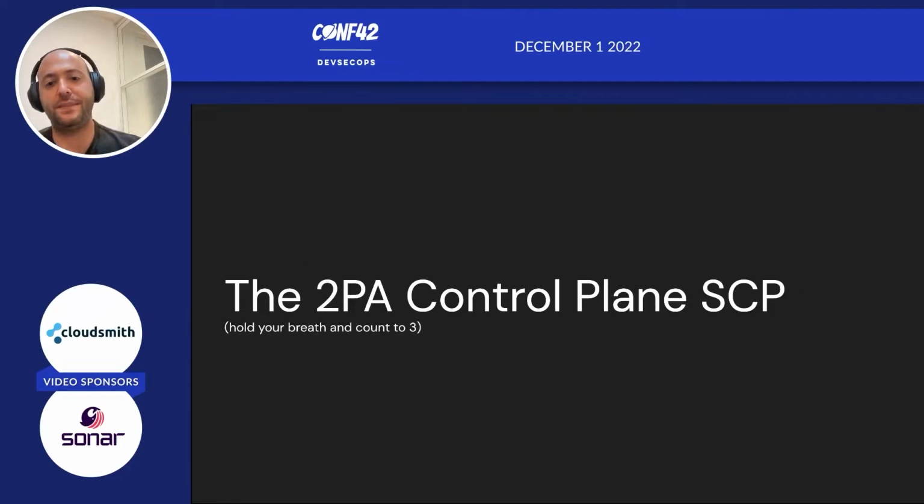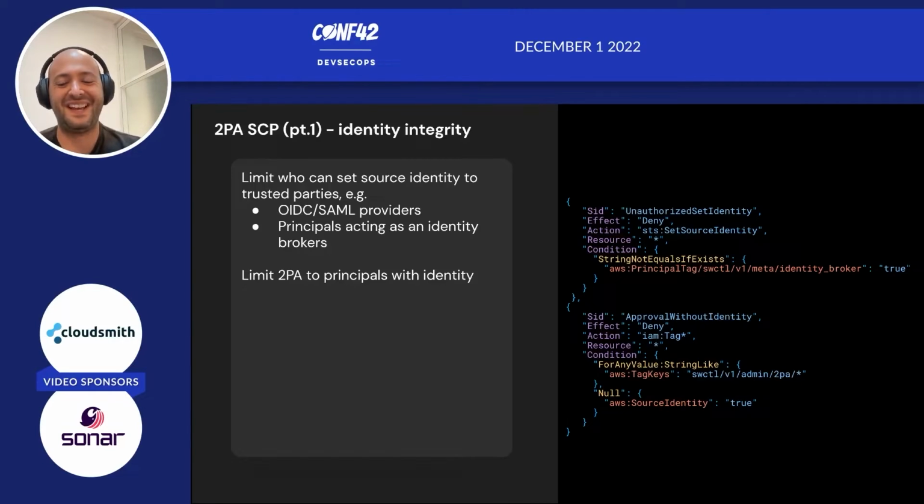Now we're going to deep dive into the control plane of the 2PA SCP itself. Hold your breath. First things first, we have to have some sort of an organizational chokehold around who can even assign source identities. Source identities in AWS are sticky, meaning once they're set on a role session, they cannot be unset or even removed.